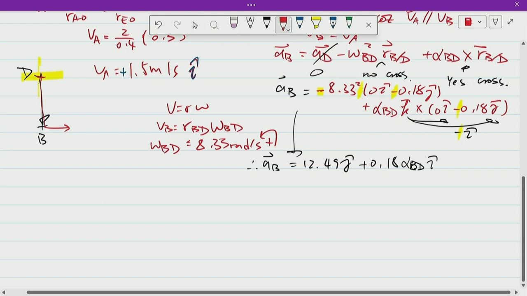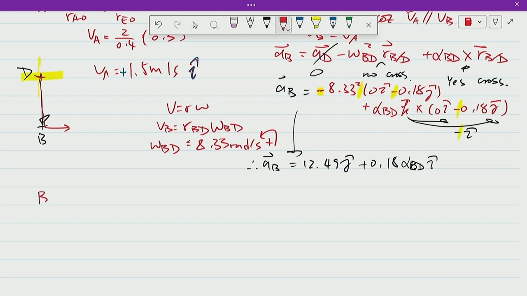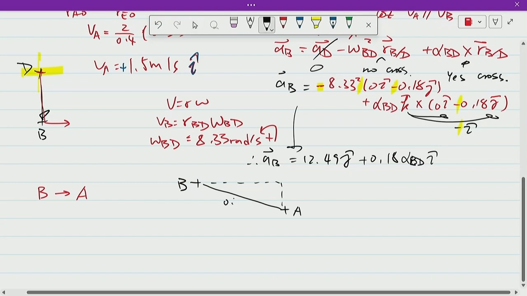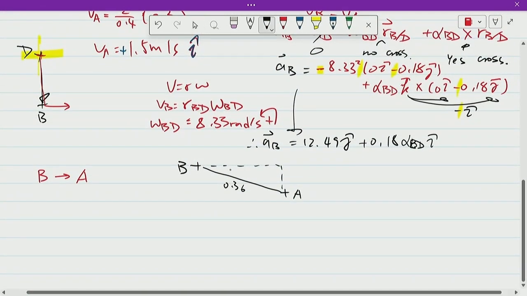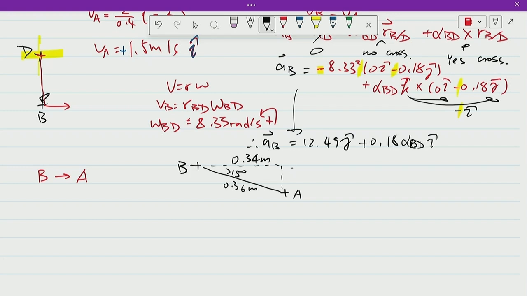Okay. The next step is basically linking from point B to point A. After all, we are trying to find alpha AB. So point B here and point A here. We do need basically the delta X and delta Y. The question gave us the angle, 15 degrees, and also length AB. So with that, we can find the horizontal displacement and the vertical displacement.